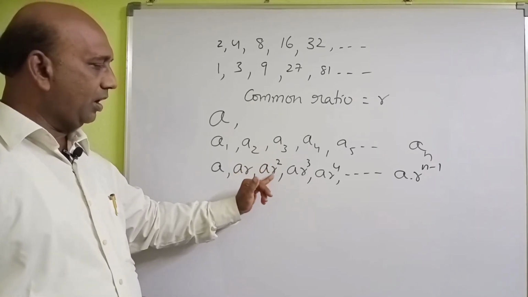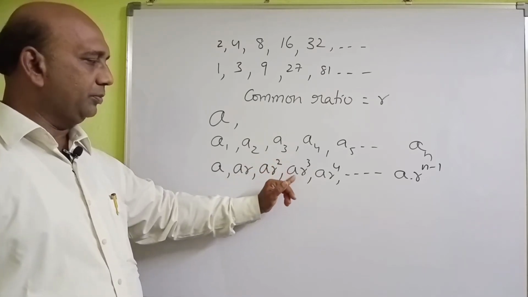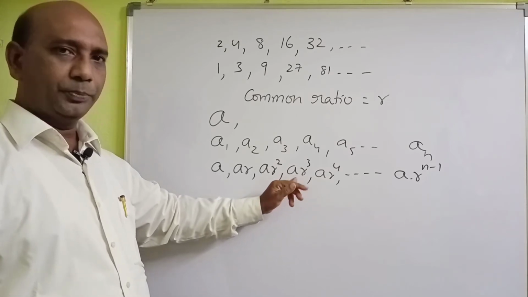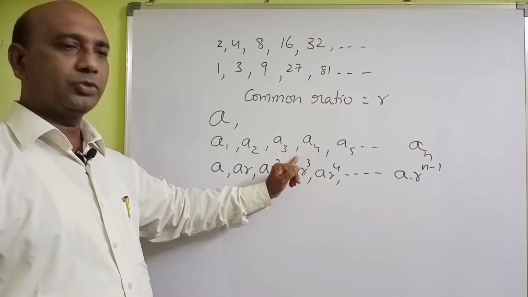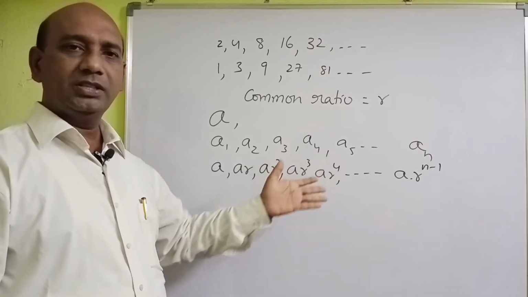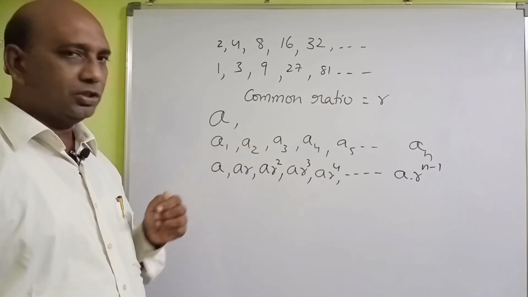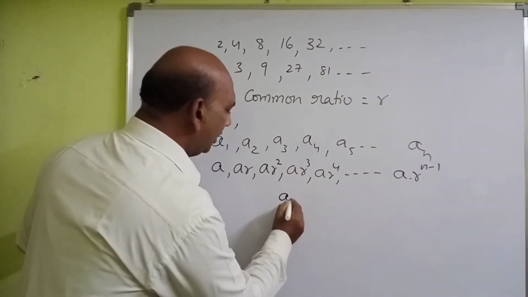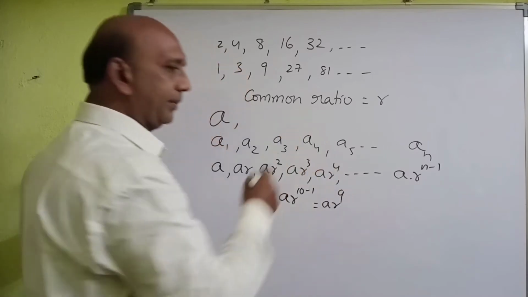The third term is a r power 3 minus 1, that is 2. The fourth term is ar cube, which means a into r power 4 minus 1. The fifth term is a into r power 5 minus 1. The sixth term is a into r to the power of 6 minus 1. Like that, the 10th term is a into r power 10 minus 1, which is equal to a r power 9.